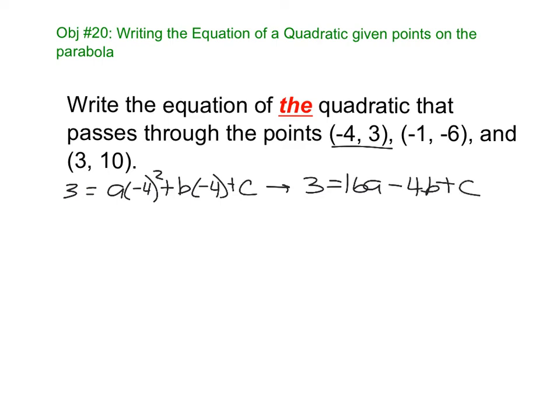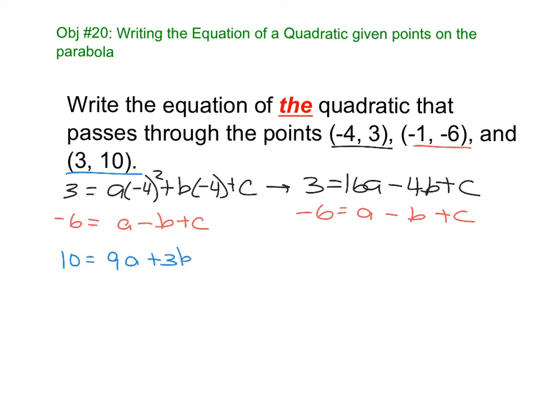Next one, I'll do that one in red. Negative 6 equals a minus b plus c. So that one's, can't really do anything there. A minus b plus c. And now blue, 10 equals 9a plus 3b plus c. All right, so now here's what we're going to do. We have a system of equations, 3 variables, 3 unknowns. So I don't expect any of you to have done this.